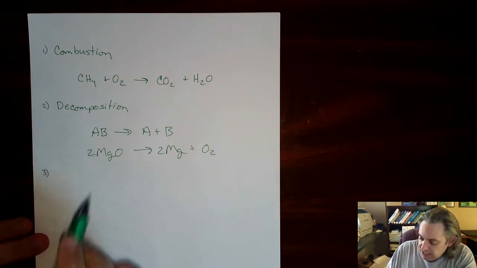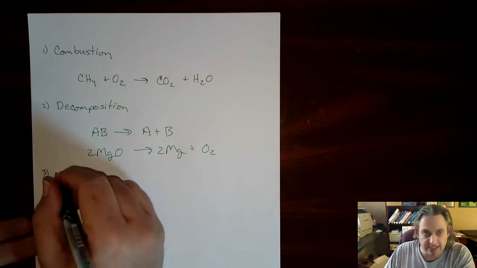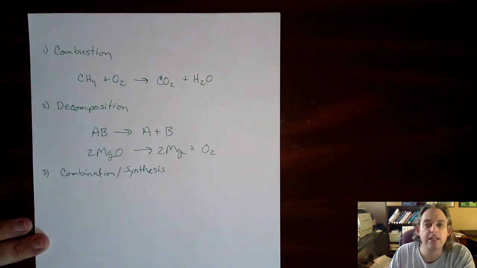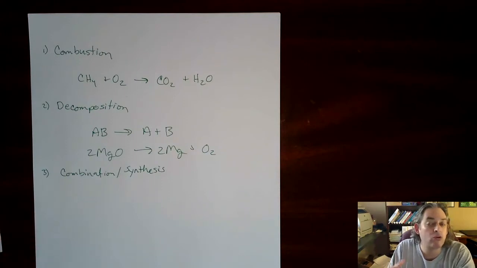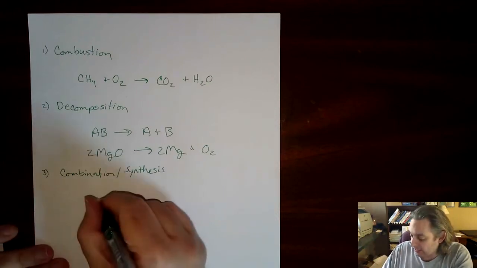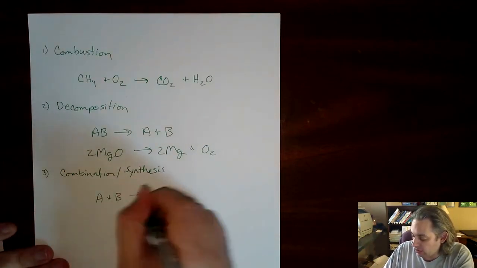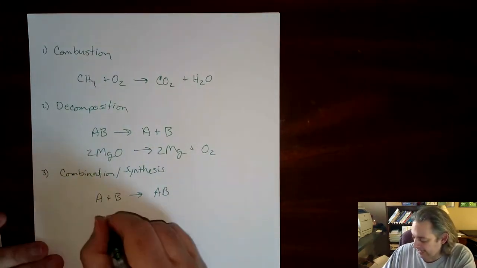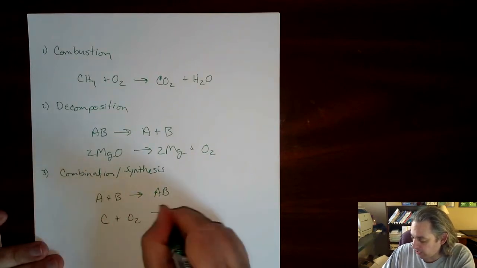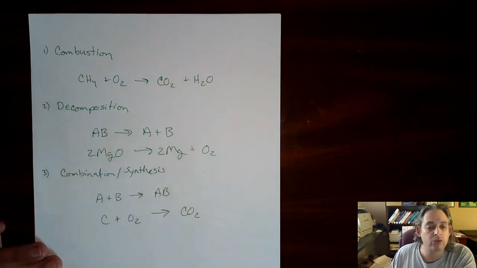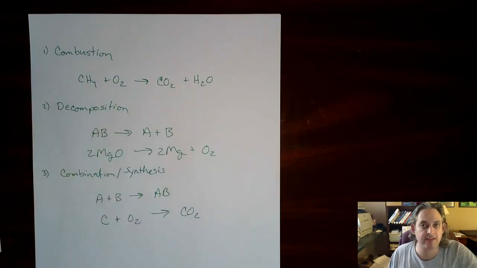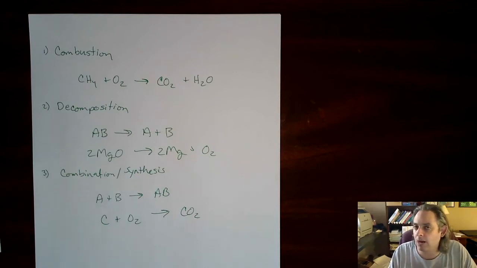The third type of reaction is just the opposite of a decomposition reaction, and that is a combination or a synthesis reaction. In a combination reaction, we have 2 or more things combining together to make one thing. An example would be A plus B going to AB, or if we wanted a real reaction, we could say carbon plus oxygen making carbon dioxide. This would be a combination or a synthesis reaction. So notice the decomposition and combination reactions are one and the same, just opposites of each other.